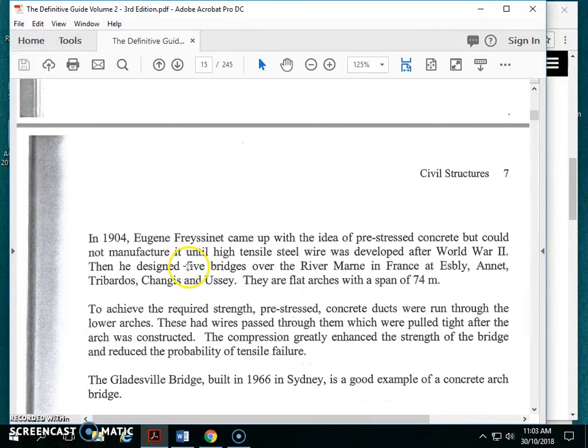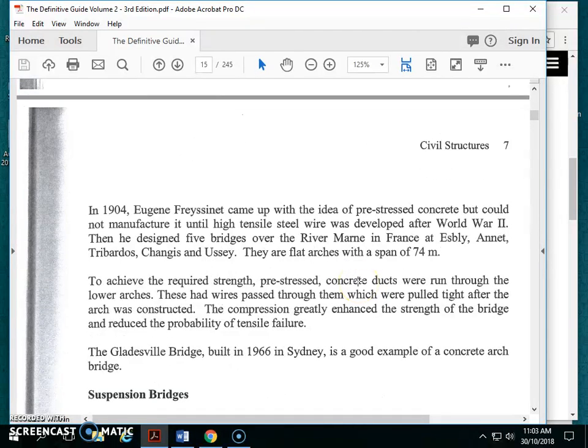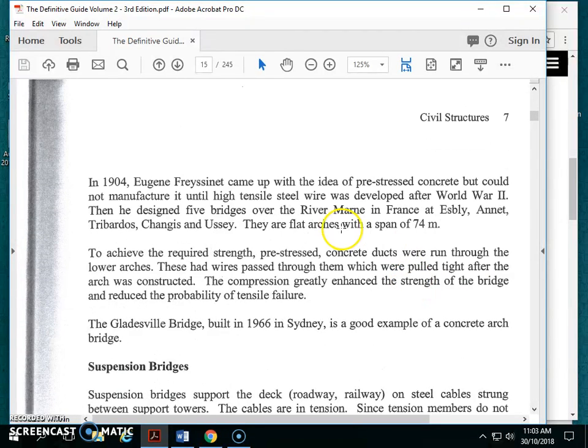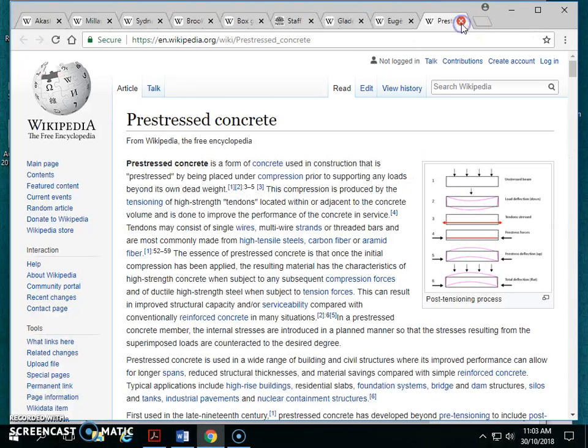Then we have this guy, Eugene Freycinet, is how I'm going to pronounce that. He came up with the idea of prestressed concrete, but it couldn't be used because of the need for war during World War II. He designed 5 bridges over the... so I'll go to his Wikipedia page. He came up with prestressed concrete.